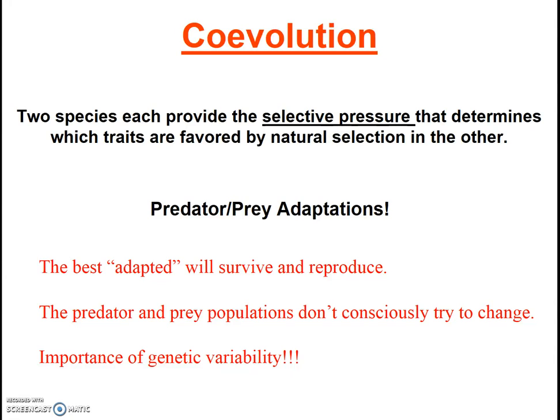Lastly, you can see the importance of genetic variability within a population. In order for a population to be able to adapt to the selective pressures it faces, there needs to be variation in the gene pool. The greater the variation, the more likely the population will be able to adapt to various selective pressures.